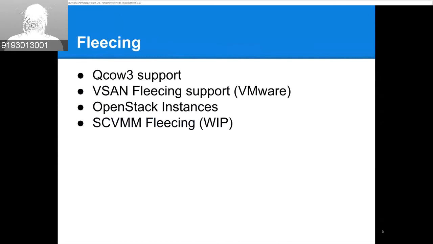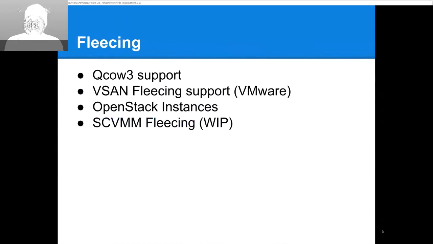We also added support for vSAN data stores for VMware. This is really a bug more than an enhancement, in that there was very little code needed to change to support this. We were just rejecting it because we didn't understand what it was, but now users who are in VMware environments can now use their vSAN data stores, and we'll be able to fleece the VMs on them.